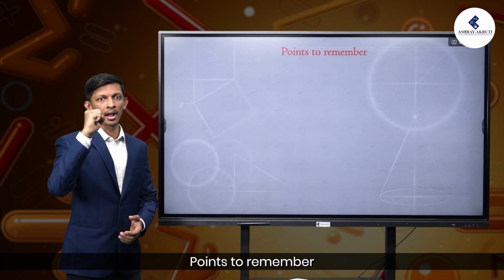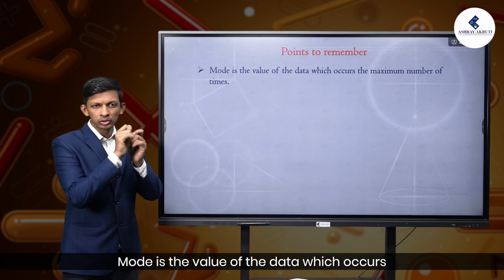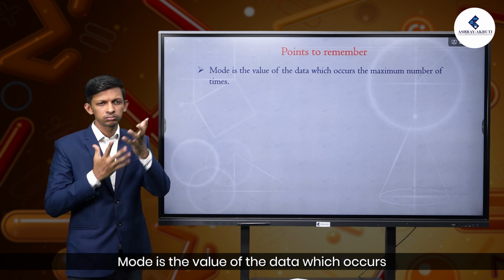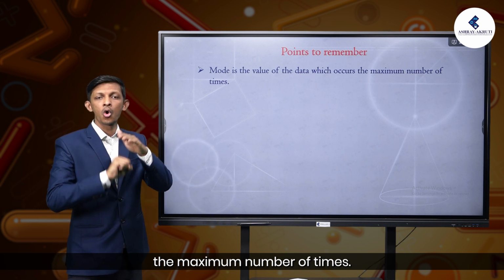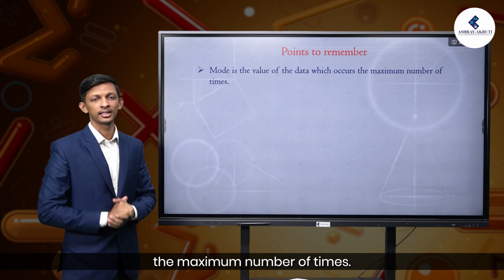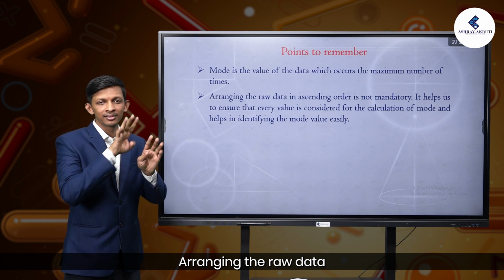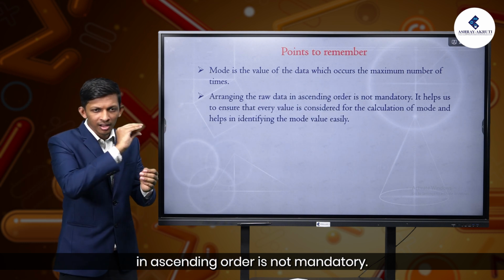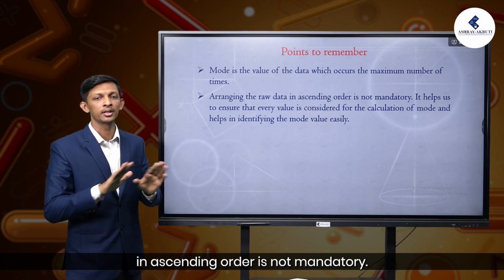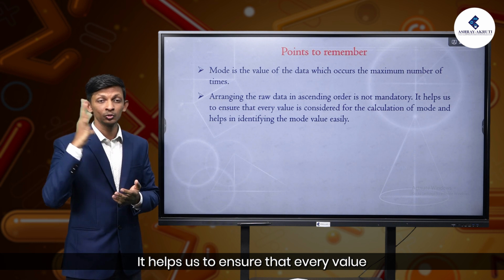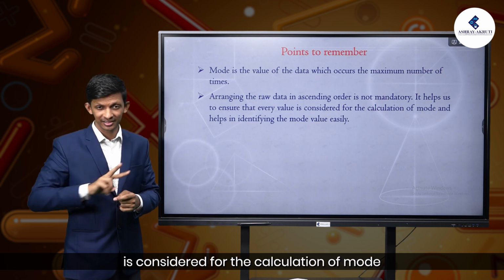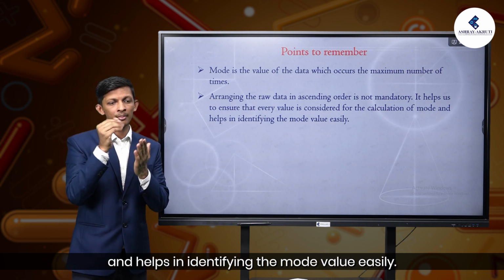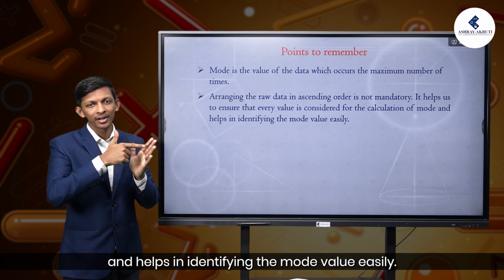Points to remember. Mode is the value of the data which occurs the maximum number of times. Arranging the raw data in ascending order is not mandatory. It helps us to ensure that every value is considered for the calculation of mode and helps in identifying the mode value easily.